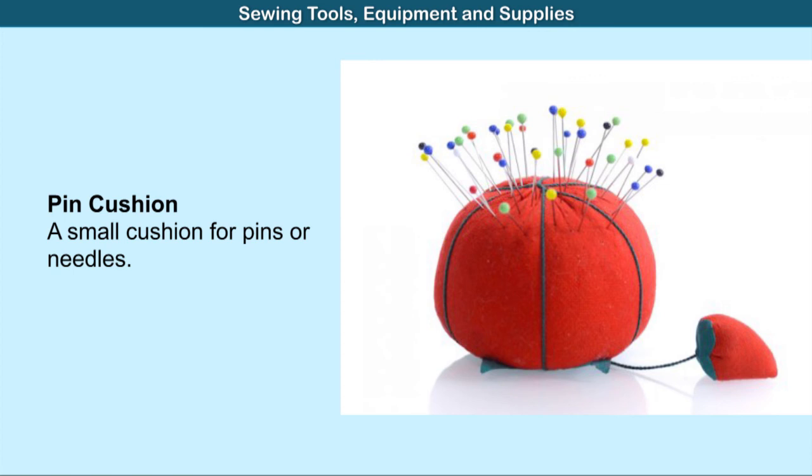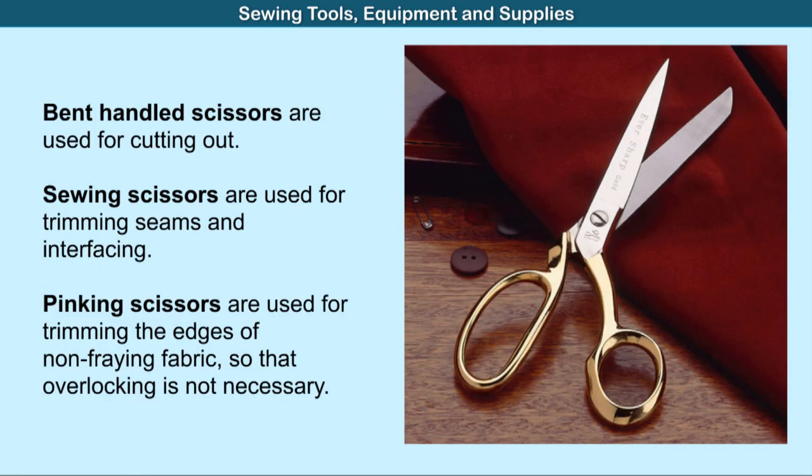Pin cushion: a small cushion of pins or needles. Then scissors. Scissors with bent handles are used for cutting out. Sewing scissors are used for trimming seams and interfacing.